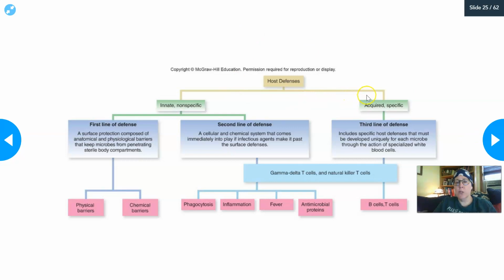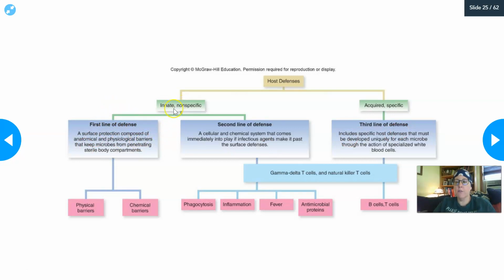Now let's tackle the host defenses. So you have 2 main branches of your defenses of your immune system. You have the innate immune system, which is very nonspecific, and then you have the acquired or specific immune response. Within the innate nonspecific, you have what we call our first line of defense and our second line of defense, and then the acquired and specific is always the third line of defense. So let's quickly explore here.